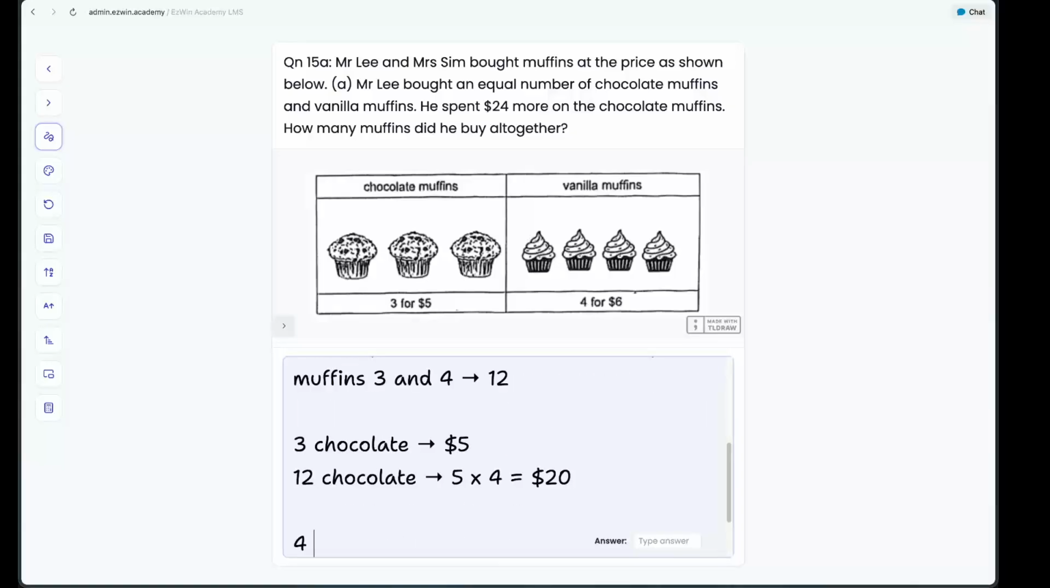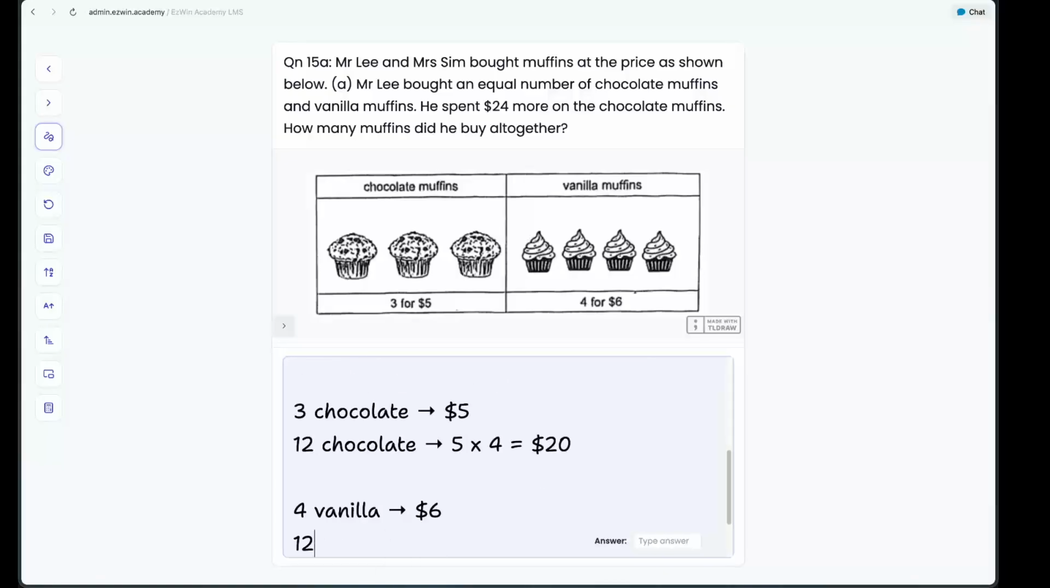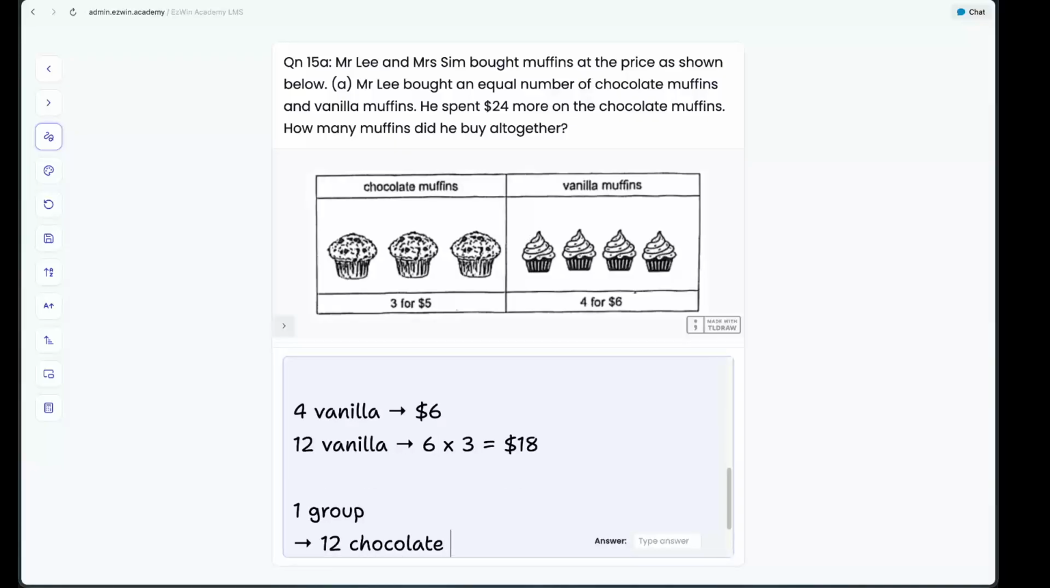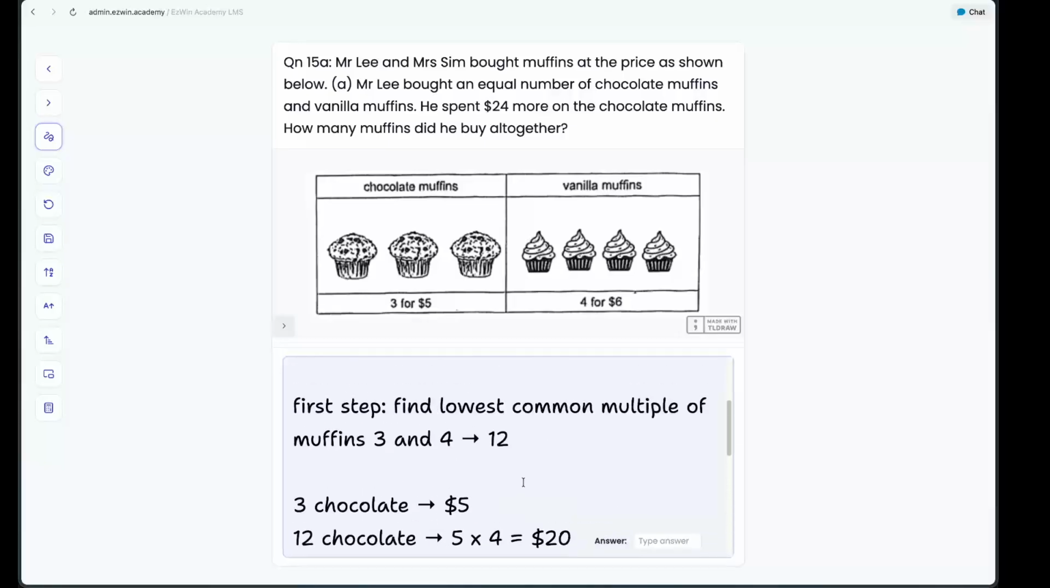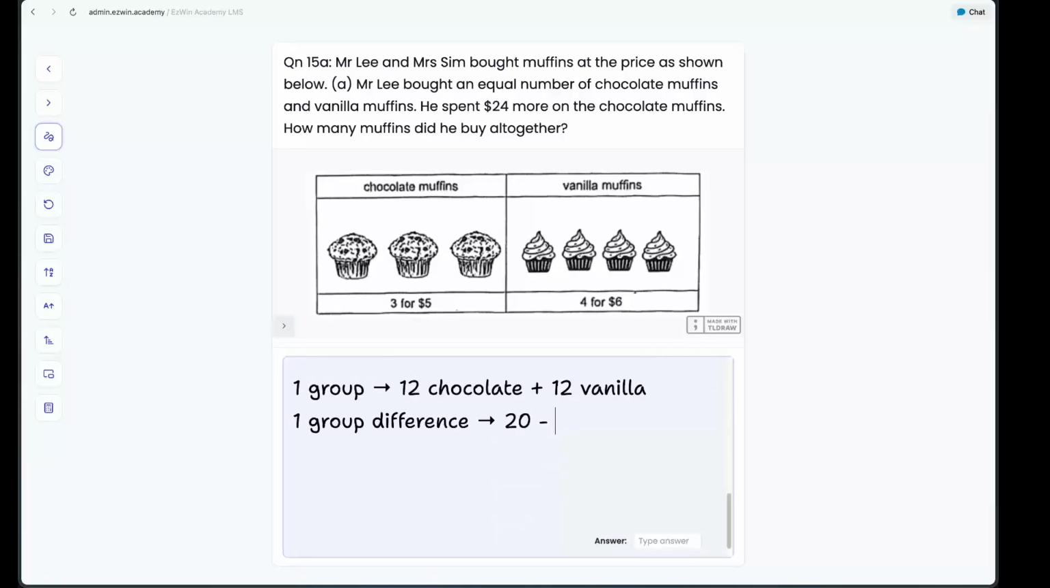For the vanilla muffins, so 4 vanilla is equal to $6. Then for 12 vanilla will then be equal to 6 times 3. This will give us $18. So one group in here has 12 chocolate plus 12 vanilla. Then with this, we can actually get one group difference in terms of the value. So one group difference is basically equal to 20 minus 18. And this will give us $2.